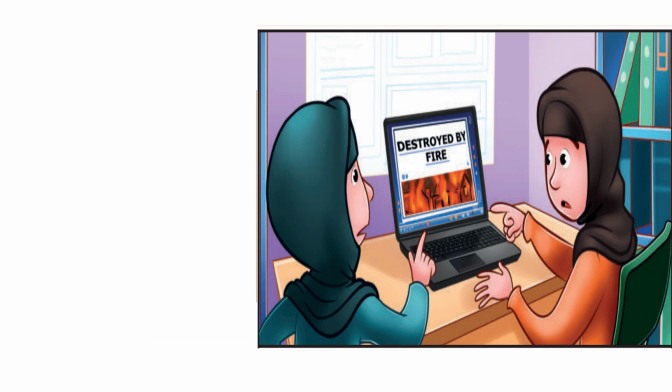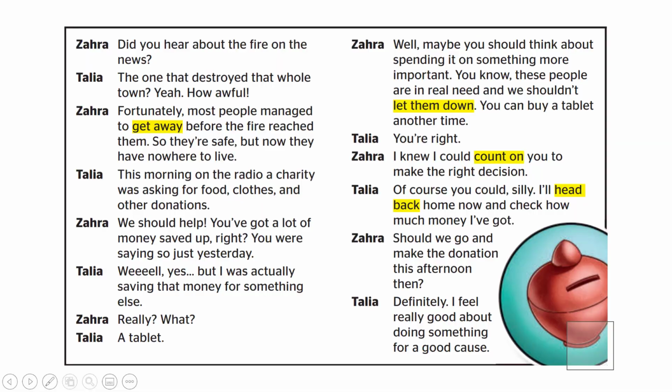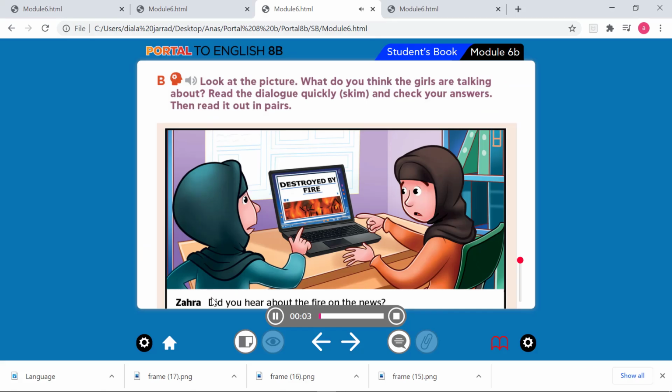Let's look at this picture. Here we can see two girls looking at houses destroyed by fire, and they are surprised. Let's start reading the text. 6b. 1. Read.